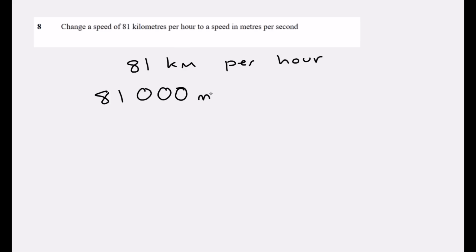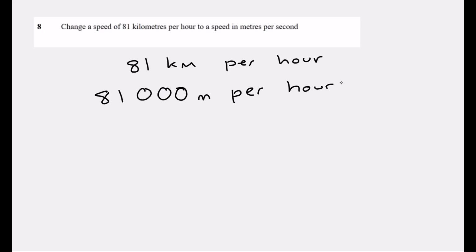Question 8. Change a speed of 81 kilometers per hour to a speed in meters per second. So change it into meters per second. It's 81 kilometers in 1 hour. So we can change kilometers into meters by timesing by 1,000. So it's 81,000 meters in 1 hour.